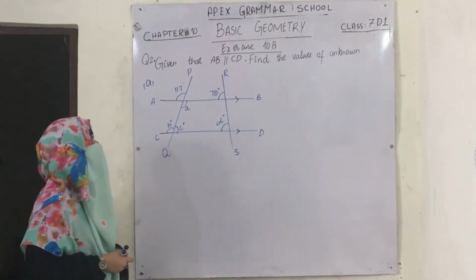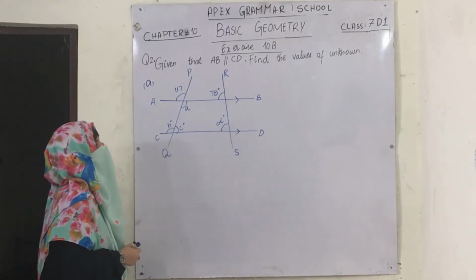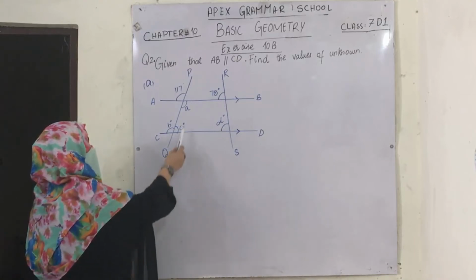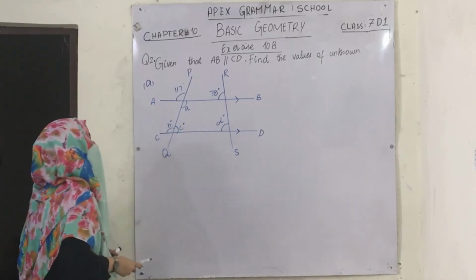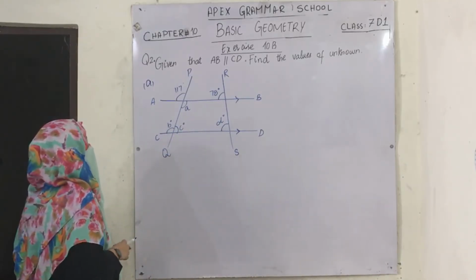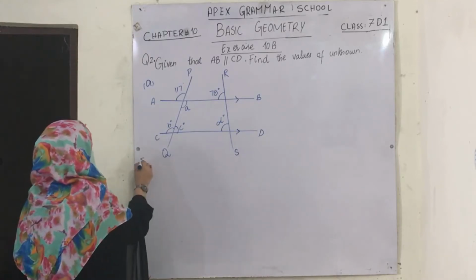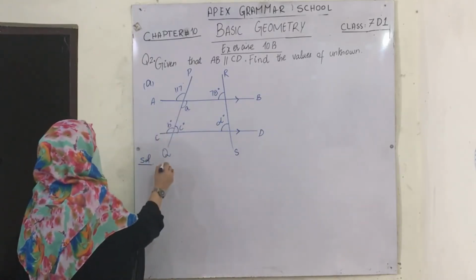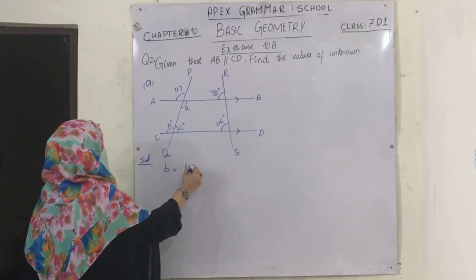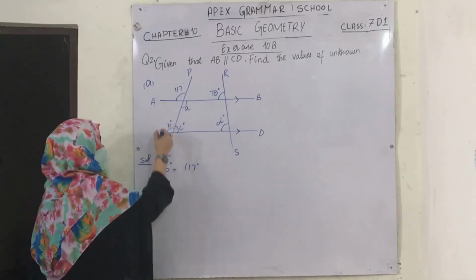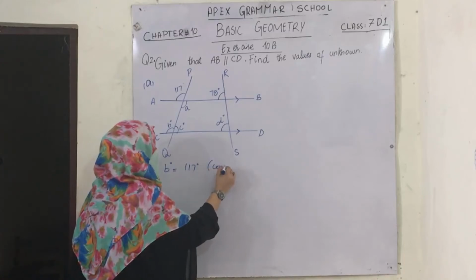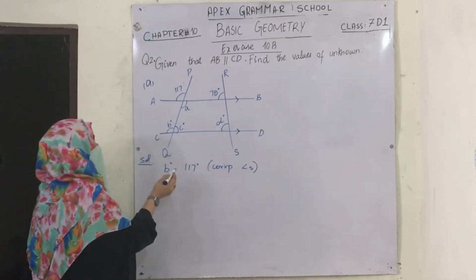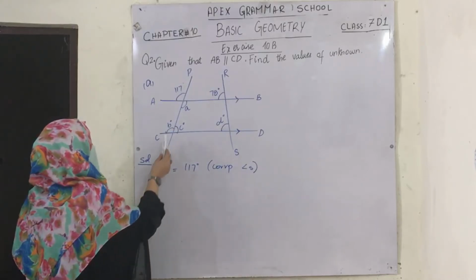Question number 2. You are given that AB is parallel to CD. We have to find the value of the unknowns. This is the A part, in which there are many unknowns, A, B, C and D. We have to find the values of all these unknowns. Starting from the solution, as you can see, B and 117 degrees are corresponding angles, hence they would be equal. So this is the value of B.